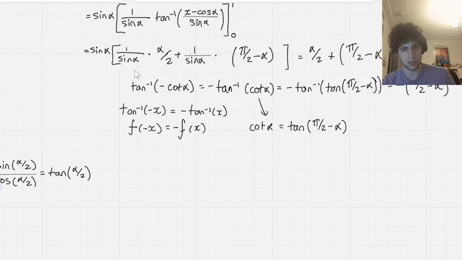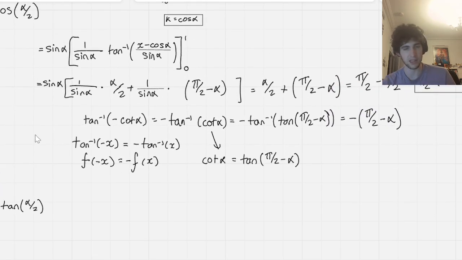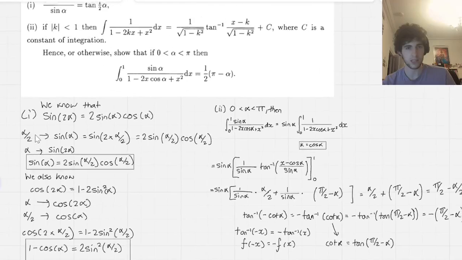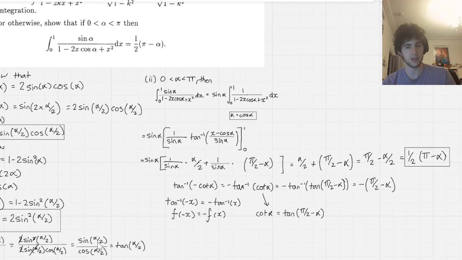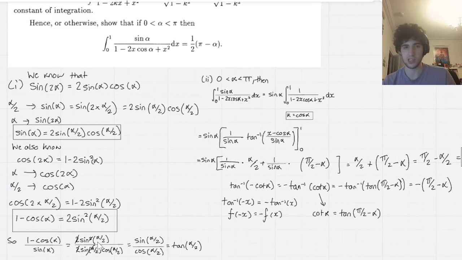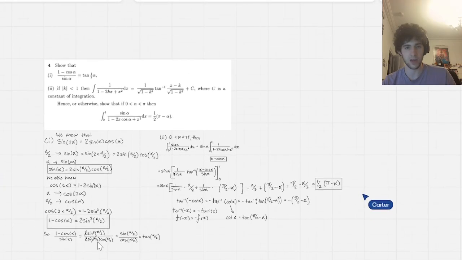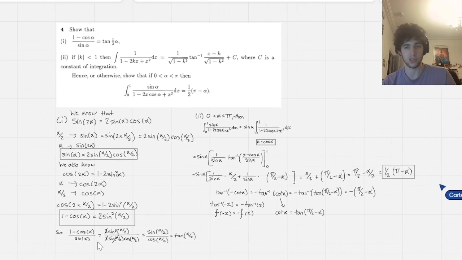Difficult question, that. I think the hardest part really is evaluating that arctan of minus cot alpha. This is what came to my mind because I just knew these facts, but maybe there's another way to do it. What do you guys think? Let me know in the comments if you have a better way of doing it. Of course, kindly.